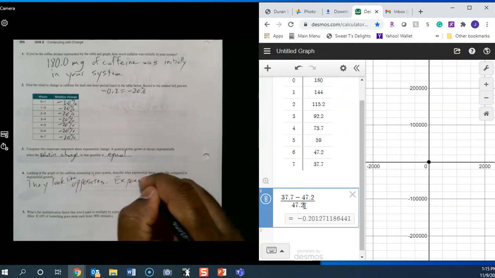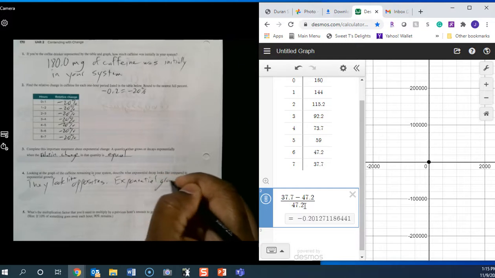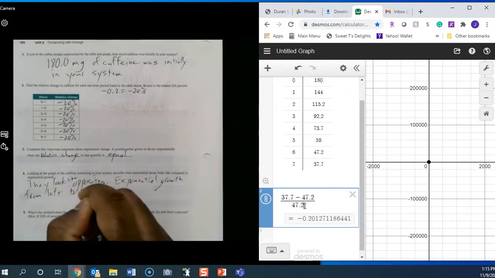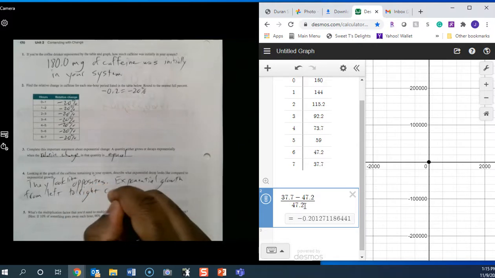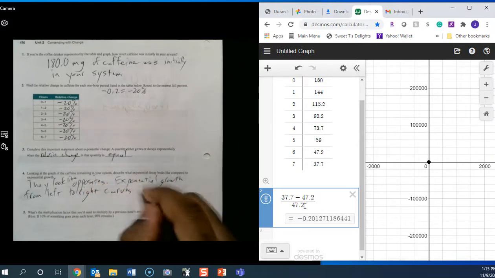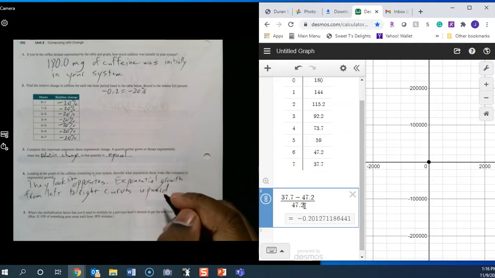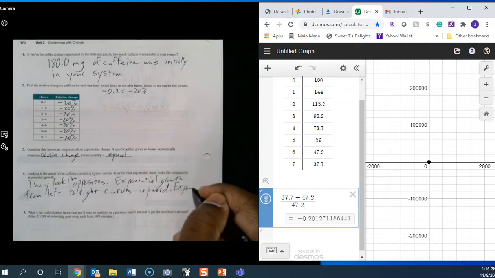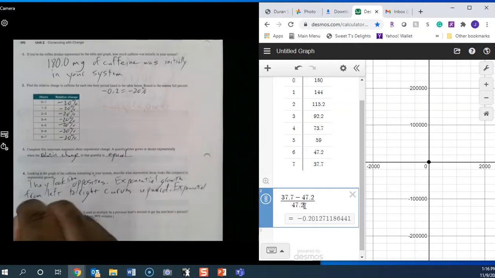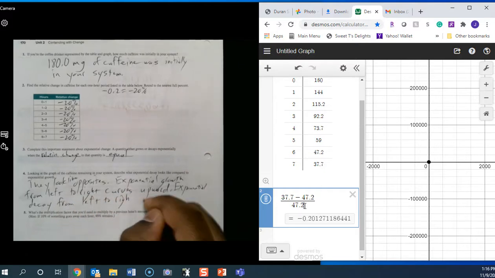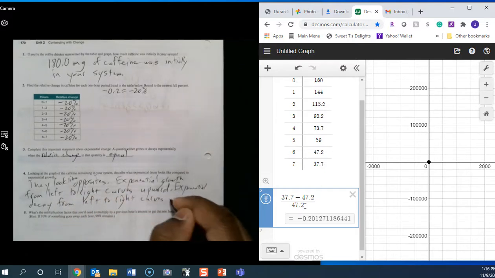Exponential growth from left to right curves upward. Exponential decay from left to right curves downward.